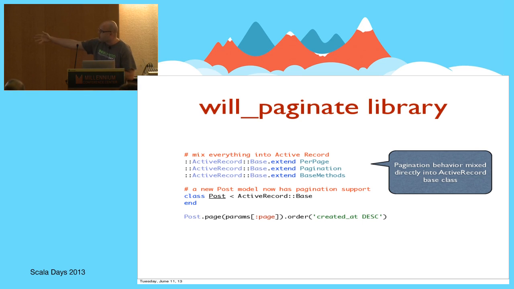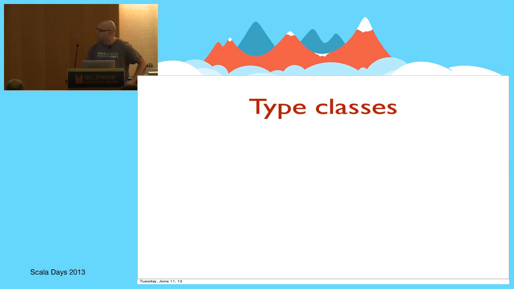So let's say we have a Post class that extends ActiveRecord::Base. The basic idea is that it gives you a page method where you pass in a page and you get back that page of results. The key thing here is you can just see how the namespace is, again, an issue. So let's see how we could potentially do pagination in Scala.